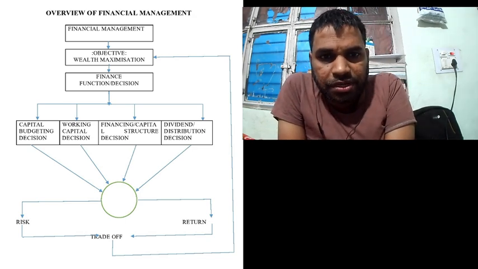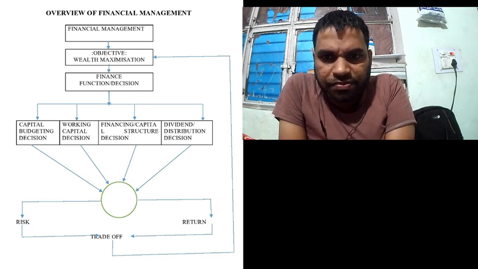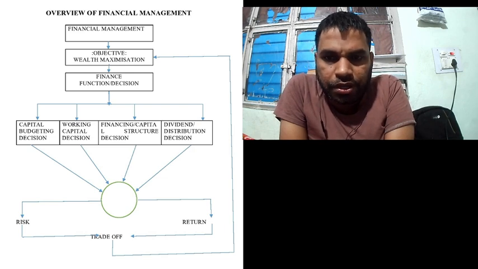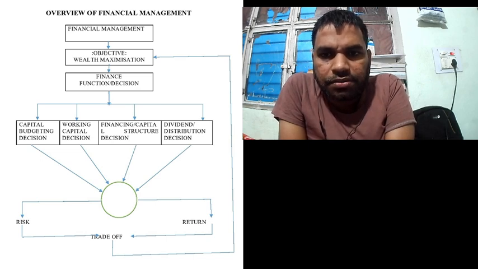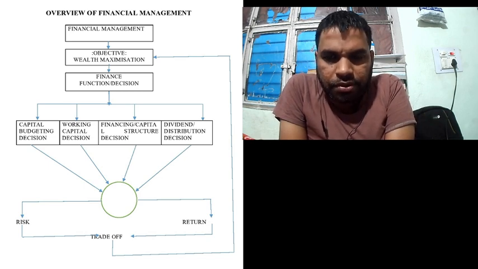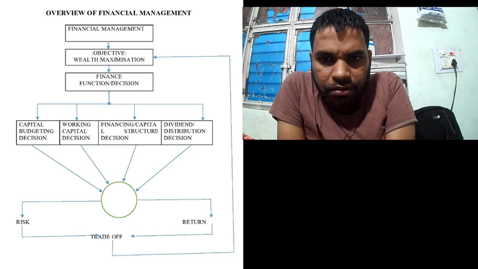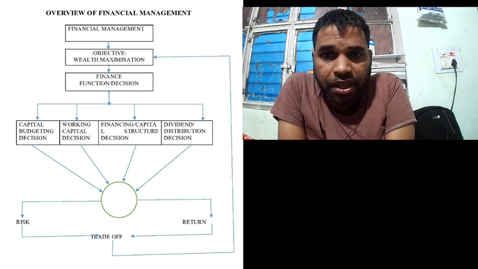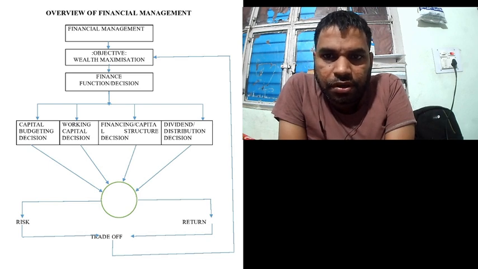So we have the subject financial management, and each subject has its objective, whether you take marketing, accounting, statistics, or research. Any subject you take has one basic or fundamental objective which it tries to achieve. So here in financial management, the objective is to maximize wealth, and whenever you want to achieve some objective, you have to perform certain functions. Without those functions, you cannot achieve the desired objective.